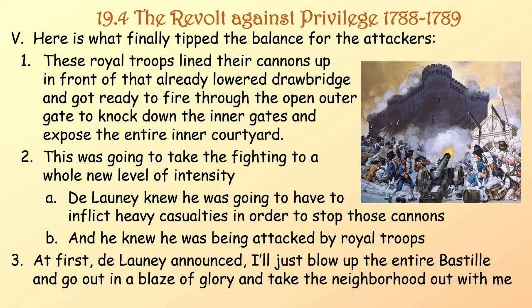Here's what finally tipped the balance for the attackers. These royal troops lined their cannon up in front of that already lowered drawbridge and got ready to fire through the open outer gate to knock down the inner gates and expose the inner courtyard. And this was going to take the fighting to a whole new level of intensity. And Delaunay knew that he was going to have to inflict heavy casualties in order to stop those cannons. And he knew that he was being attacked by royal troops. So at first, Delaunay announced, "I'll just blow up the entire Bastille and go out in a blaze of glory and take the neighborhood out with me."